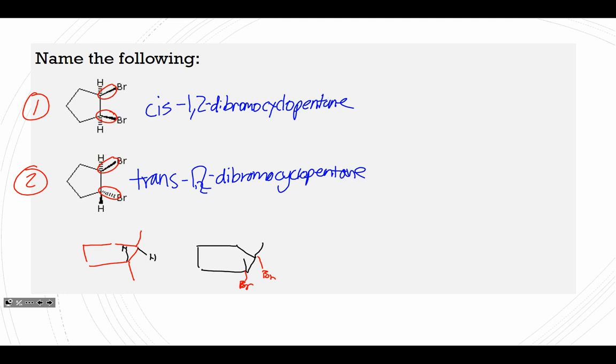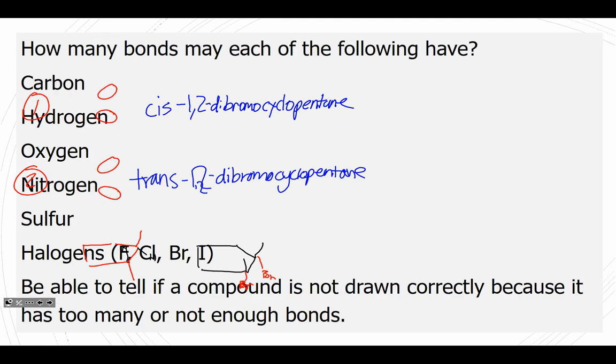When they're cyclic and they're right next to each other, so that's for the alkanes. Okay? We also have cis and trans with double bonds. Okay, but we can do it with cyclics for the alkanes.